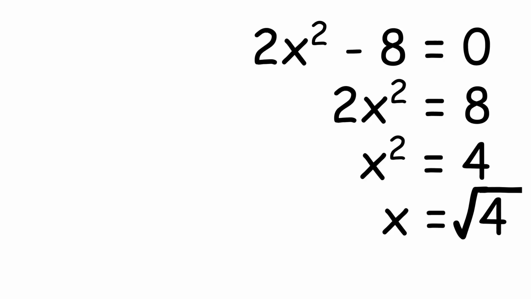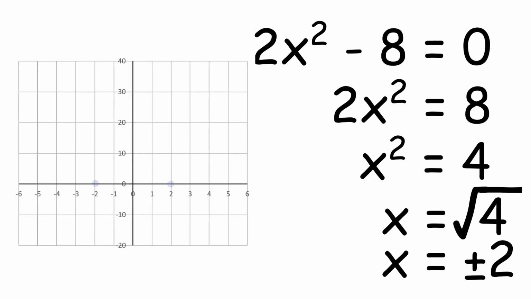Now the primary root of 4 is 2, because 2 times 2 is 4. But there's also a negative root, because negative 2 times negative 2 is also 4. So x is plus or minus 2. In other words, when y is 0, x is 2 and negative 2.